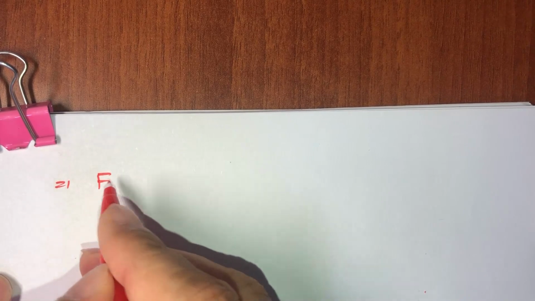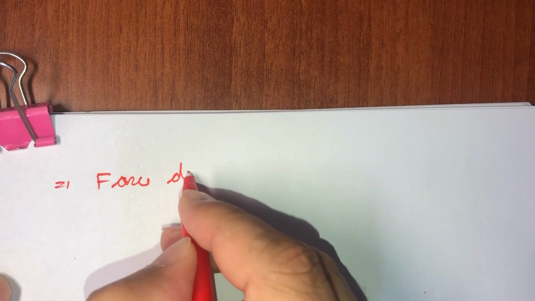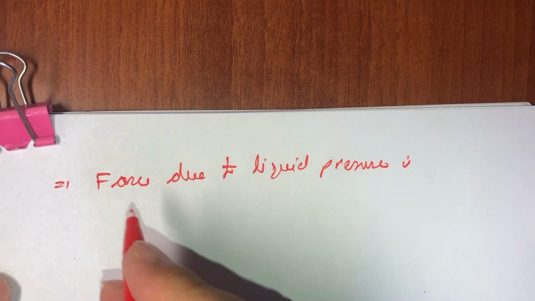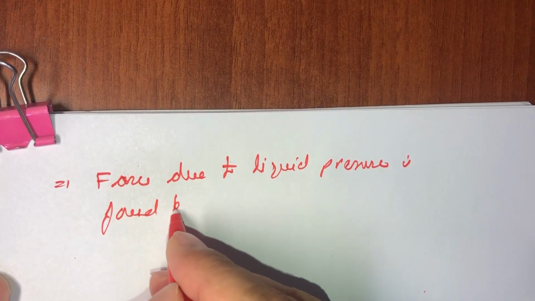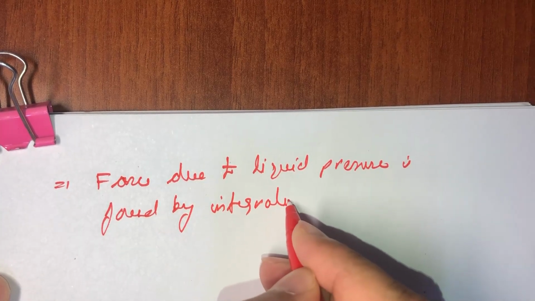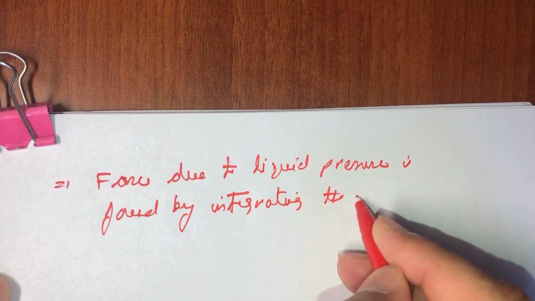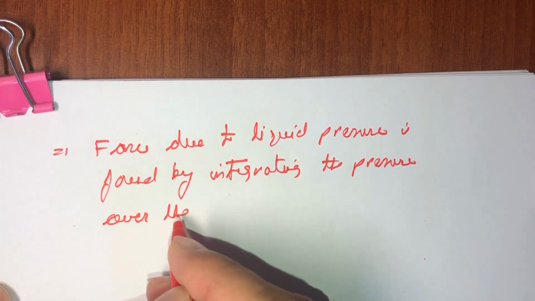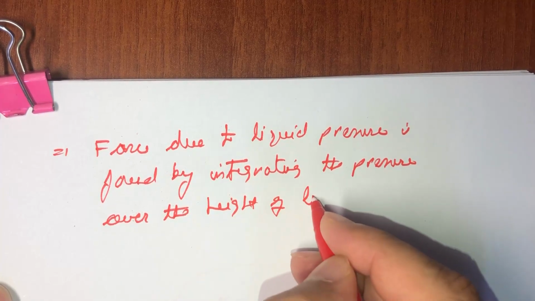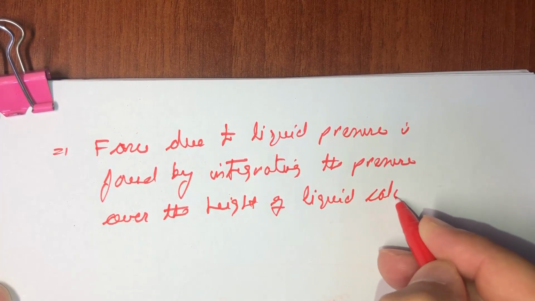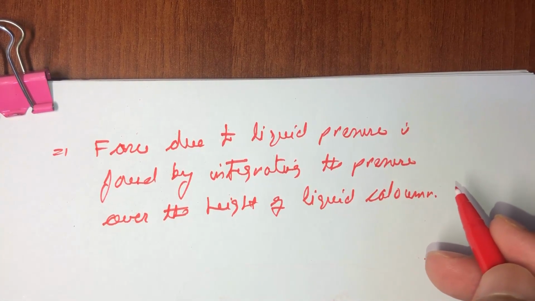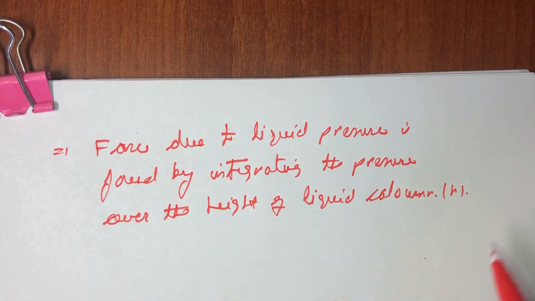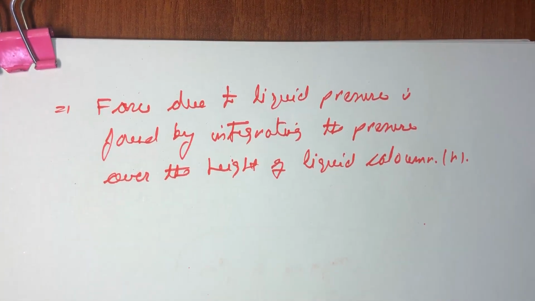So we can say the force due to liquid pressure is found by integrating the pressure over the height of the liquid column, and the height of the liquid column is given as h. So let me redraw it again.